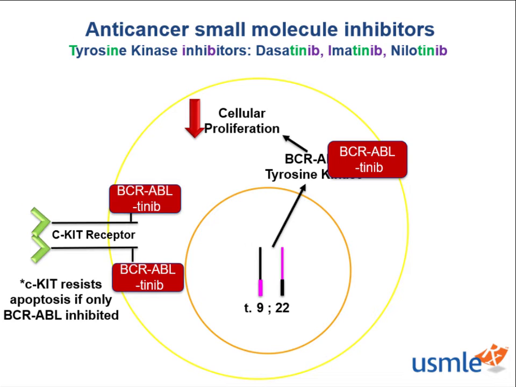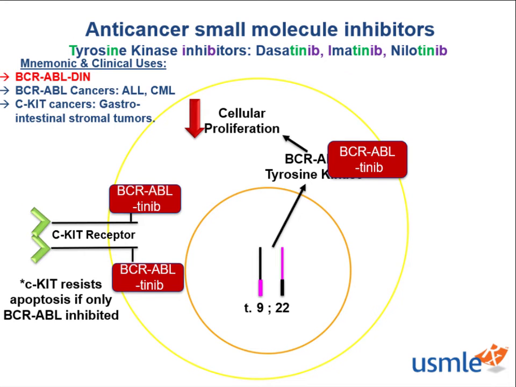Now in terms of mnemonics and clinical uses, I use the 3-letter mnemonic. See, BCR and ABL are both 3 letters, so I use the first 3 letters of the agents listed in the title used to treat the BCR-ABL cancers. That is, they spell DIN, D-I-N, 3 letters. Yay! Just remember them in sequence. BCR-ABL DIN. Nice. These agents are also used to treat BCR-ABL cancers such as ALL and CML. Moreover, these agents treat c-KIT-driven cancers, mainly gastrointestinal stromal tumors, or GISTs.